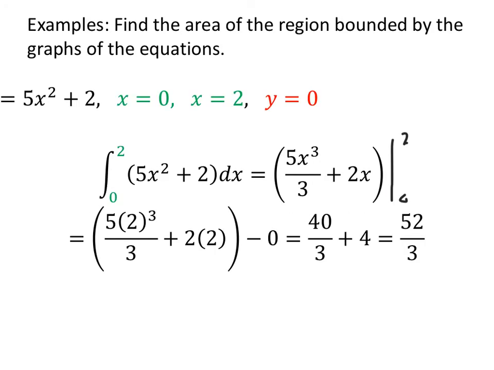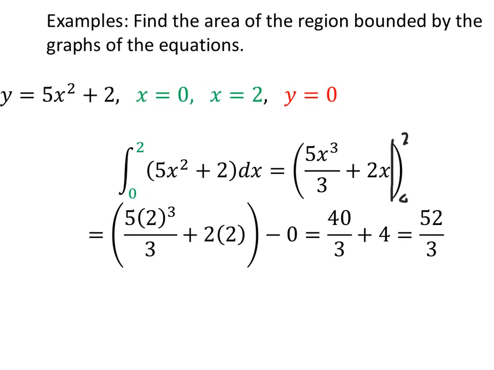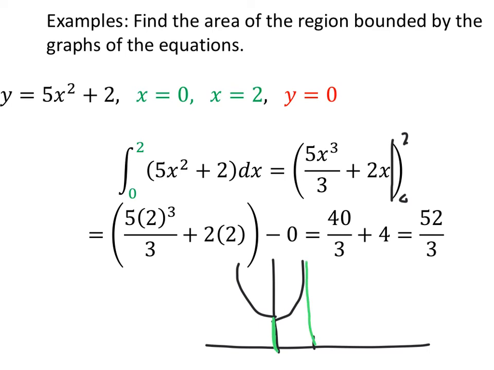All right. Find the area of the region bounded by the graphs of the equation. So y equals 5x squared plus 2, x equals 0, x equals 2, and y equals 0. So a quick and dirty sketch here. What I'm looking for is 5x squared plus 2, something like this, from 0 to 2, wherever that hits.